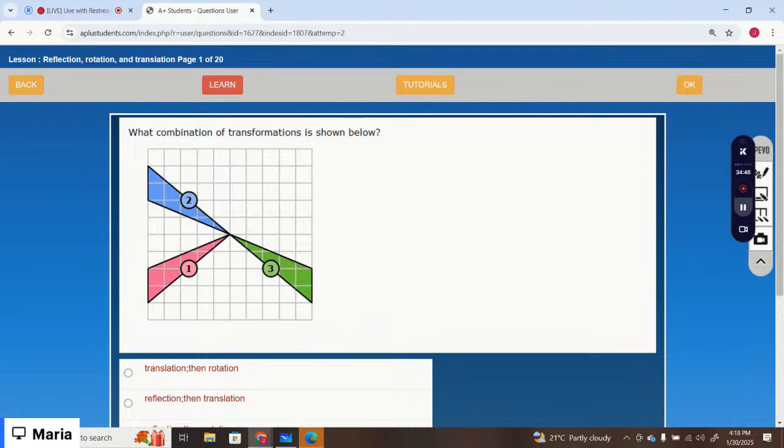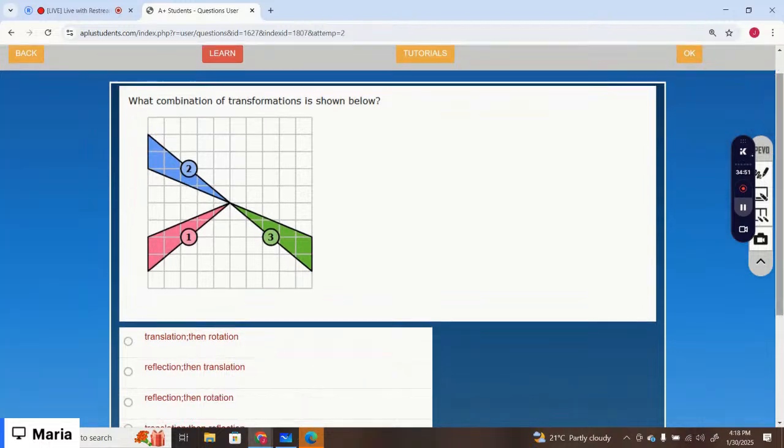What combination of transformation is shown below? 1, 2 is the reflection of 1. 2 is the reflection of 1, and then 3 is the rotation along this point. That is reflection and then rotation.